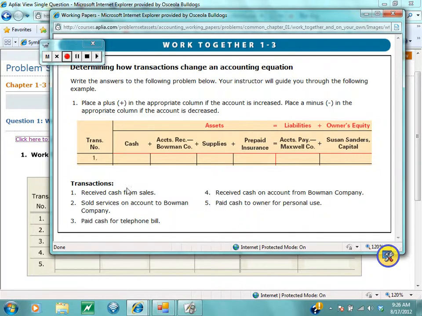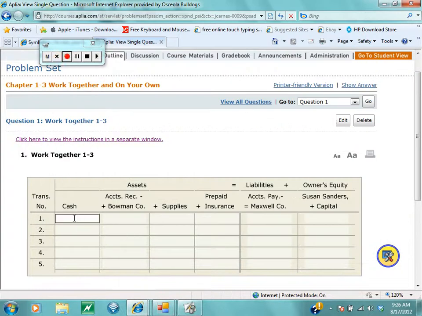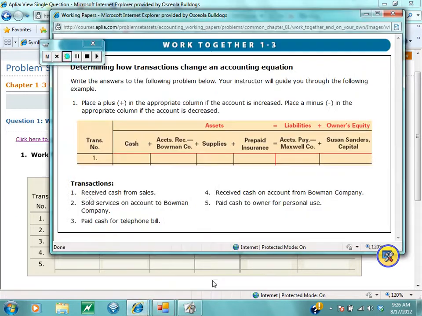Okay, received cash from sales. So, did your cash increase? I hope so. Did your sales increase? Yes, and sales is over here under capital. So, to do the problem, we plus in cash and we plus in capital. Not hard, huh? Okay, I'll go ahead and pop it up.